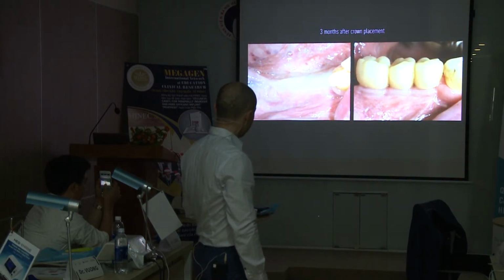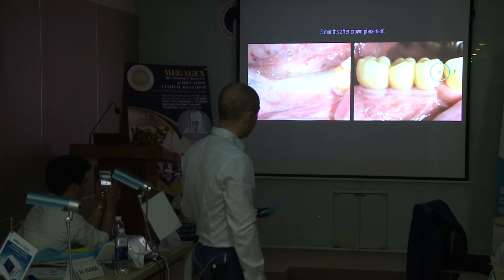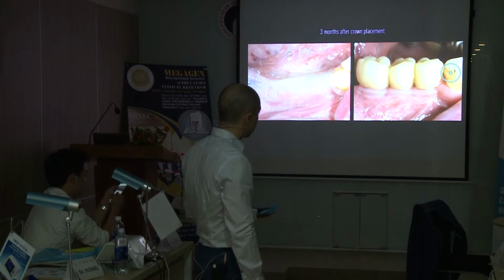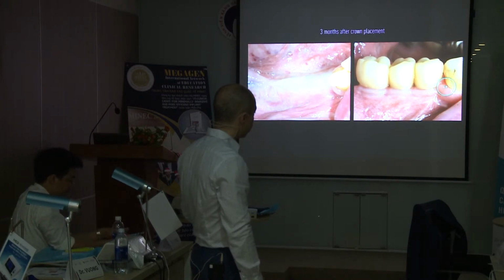And then we go from a situation where we have almost no keratinized tissue, enough to support the whole length of the crowns. We go to a situation where we have around 2 millimeters of keratinized tissue around all the crowns. It is not as much as the natural tooth, but it is enough.